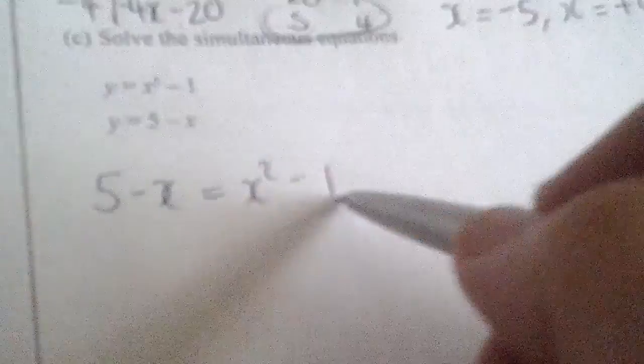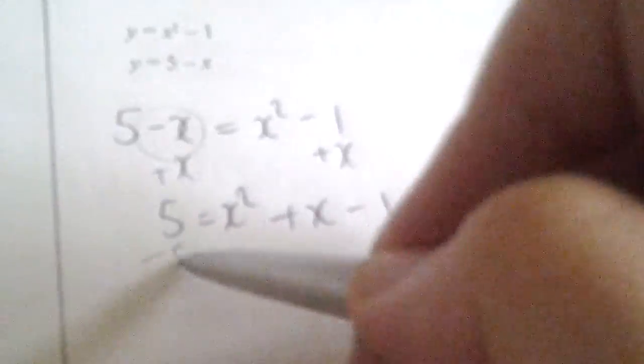I'm going to try and solve it just like I did the one before, so I'm going to need to get it to be x squared equals 0. I'm going to add this x. I get 5 is x squared plus x minus 1, and I'm going to subtract 5. So I get 0 is x squared plus x minus 6, which is what I want.